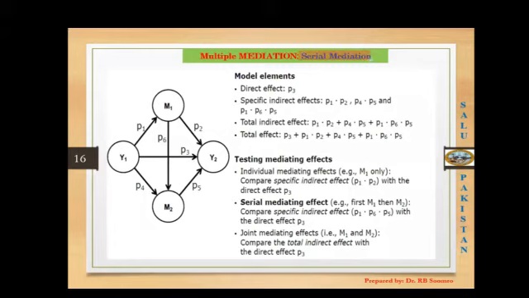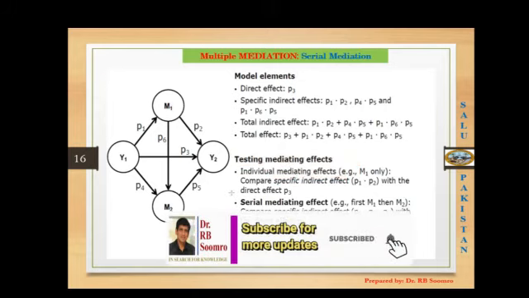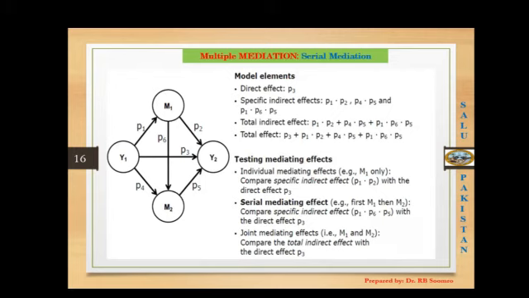Serial mediation is there. Now this is the model elements where we have to check the direct effect, indirect effect, total effect, and specific indirect effect. And then the testing of mediated effects: the individual mediating effect when there is only one M, compared with the indirect effect P1 into P2, and the serial mediating effect, where first M1 and then M2. First we have to check the impact of M1 as a mediator, and then we have to check M2 as a mediator. So it is serial; we have to check in series.